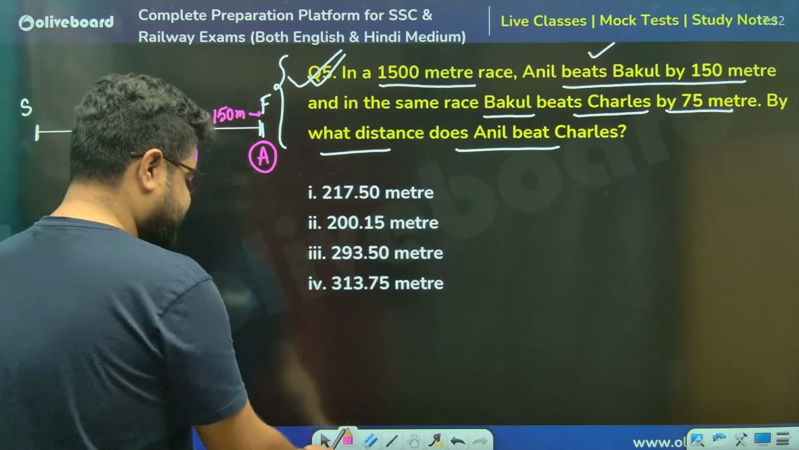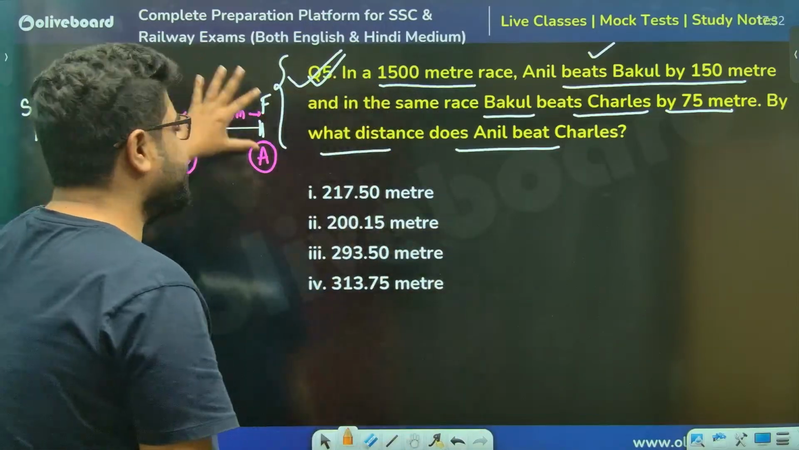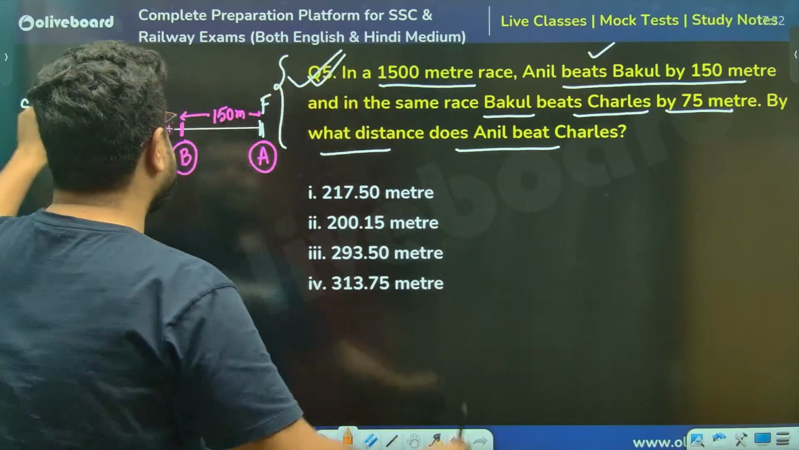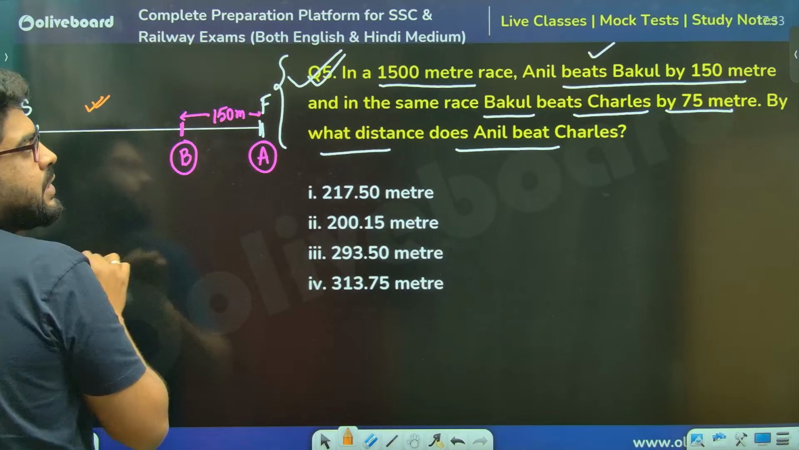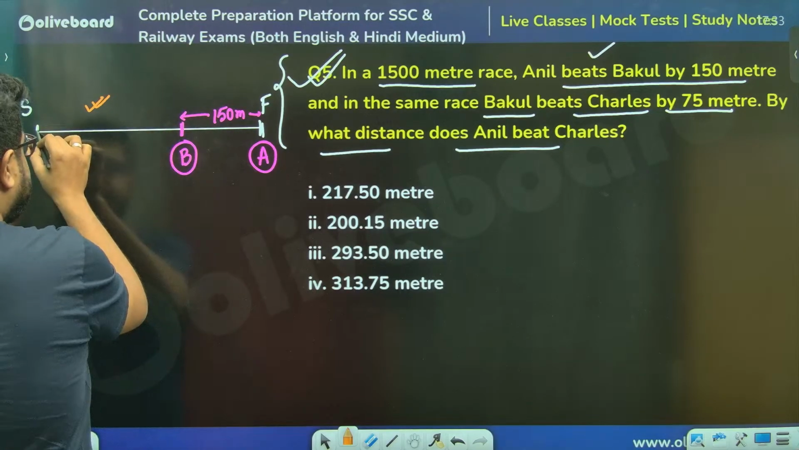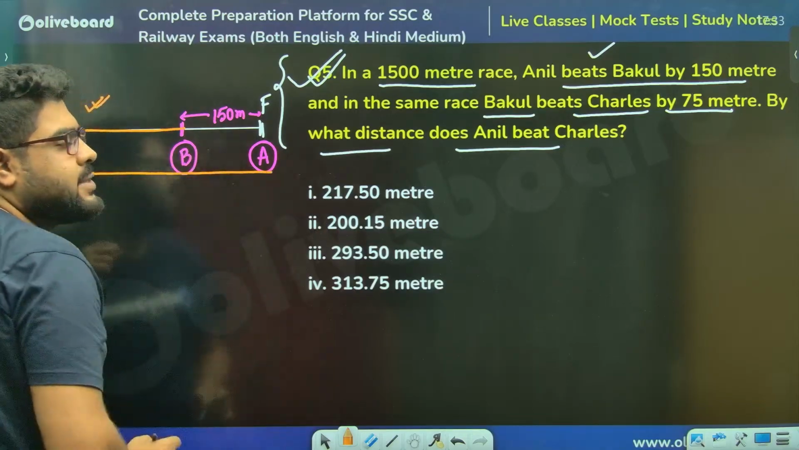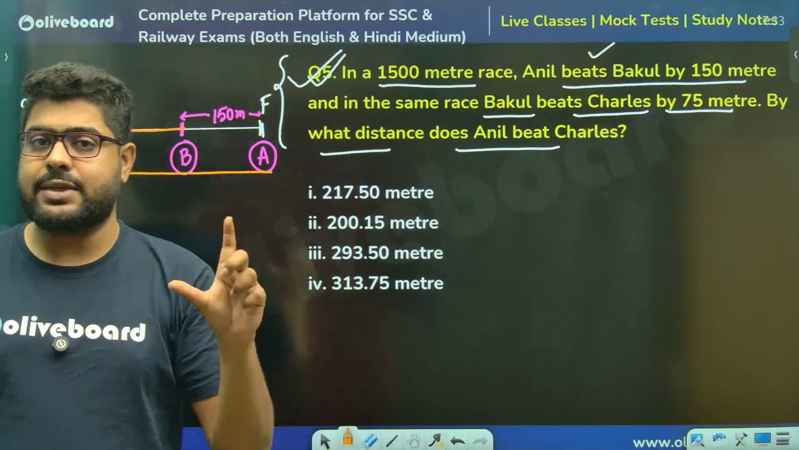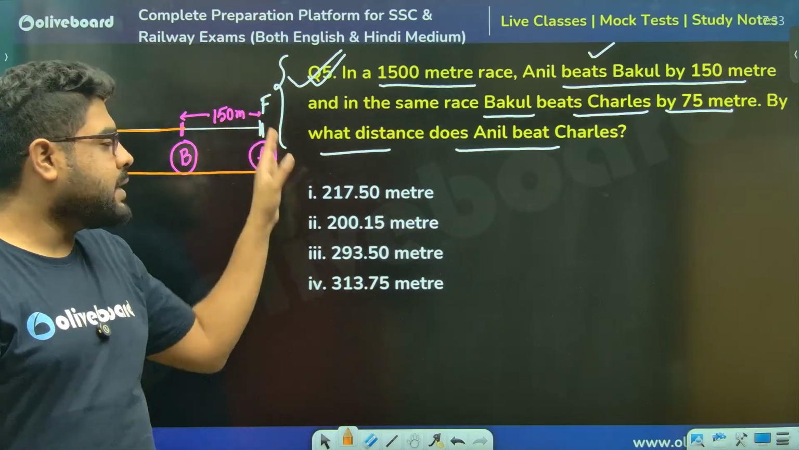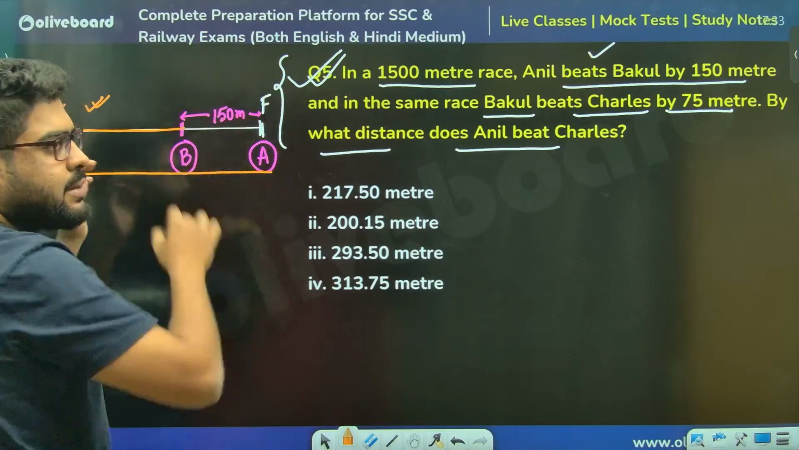Understand it well. You don't need to draw this. In simple words, by the time Bakul goes this much, in the same time Anil has gone the whole distance. So time is the same. Both have started at the same time. Both come and stand here.